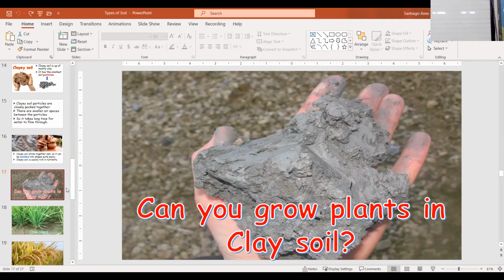How to say this one? Teacher, how to say it? The swamp? Yes, that is swamps. So we can find clay soil. There are lots of clay soil in swamp areas.